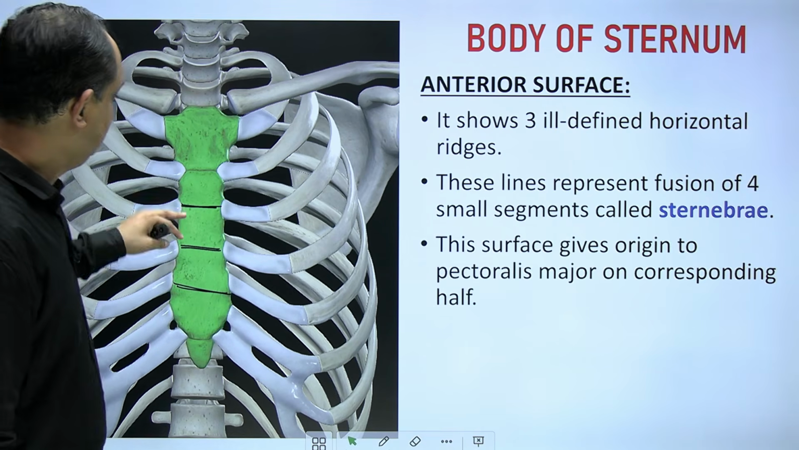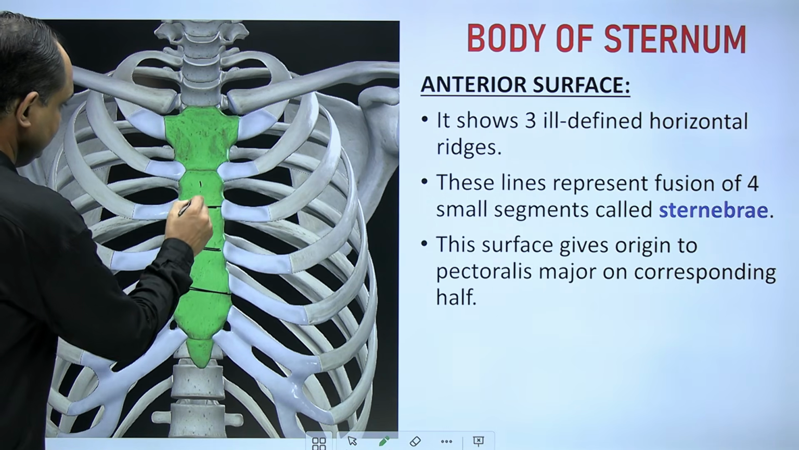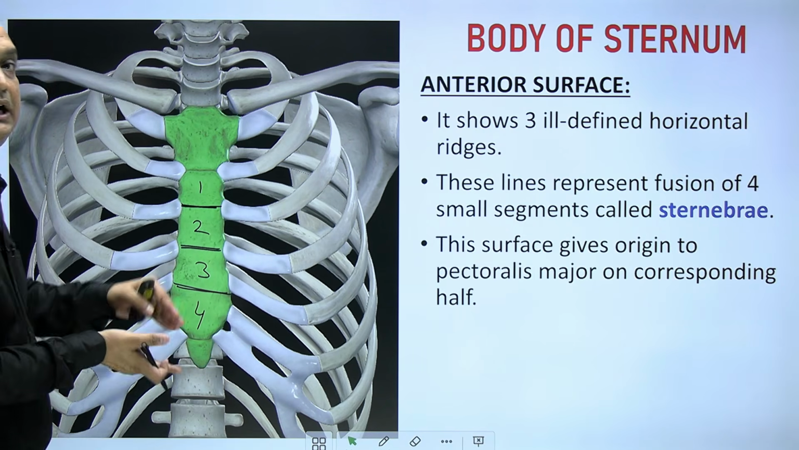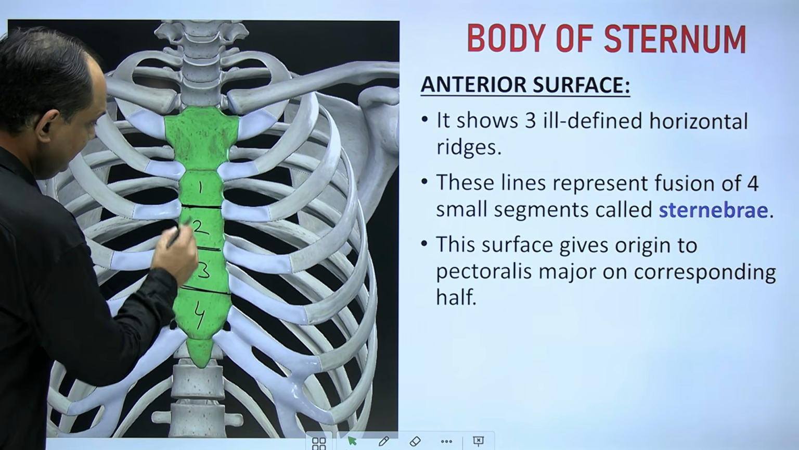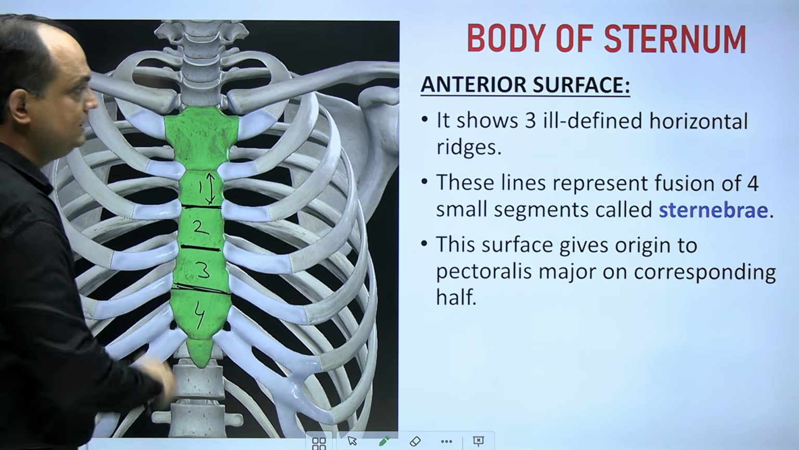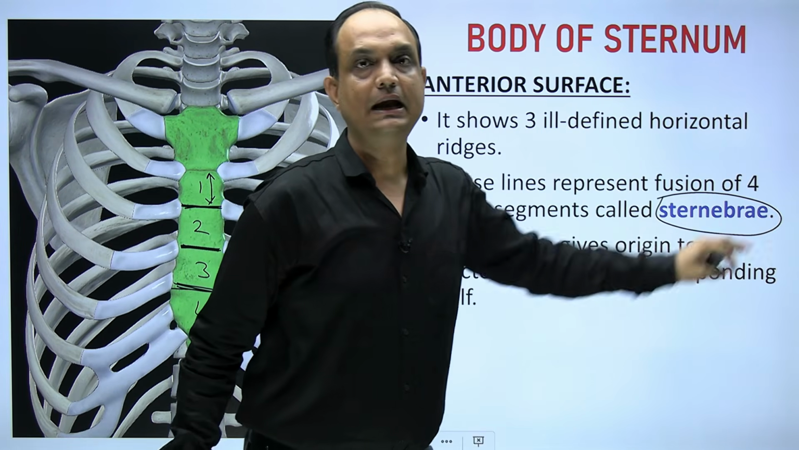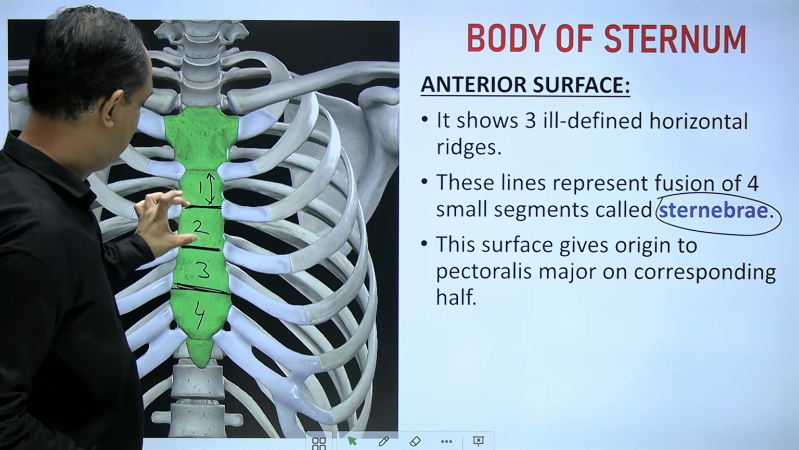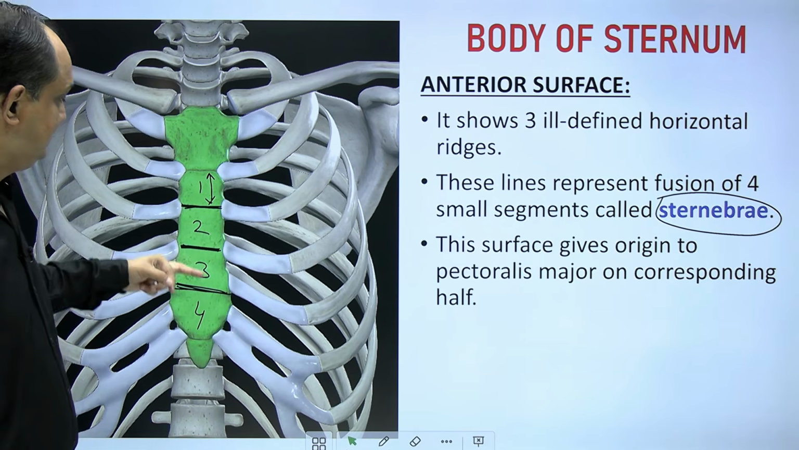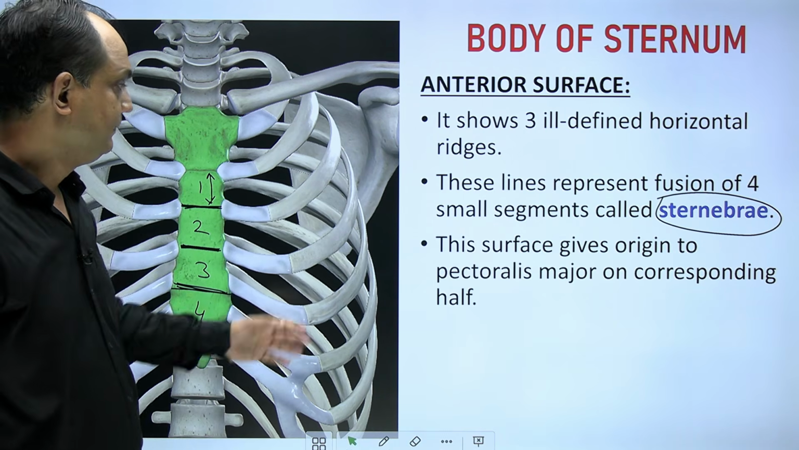Now these lines actually represent that the sternal body is formed by four segments. So this is the first, second, third and fourth segment. All four segments fuse together, and the line of fusion appears here as a transverse ridge. One segment is known as a sternebra. Like vertebrae, it is sternebrae, and how many sternebrae are there? Four. These sternebrae show the lines of fusion, and these are represented by the transverse ridges which appear on the sternum.